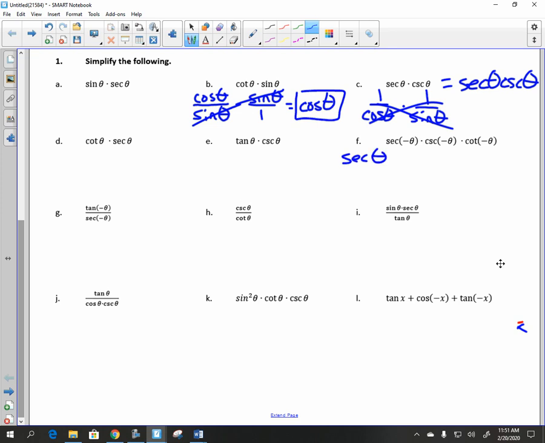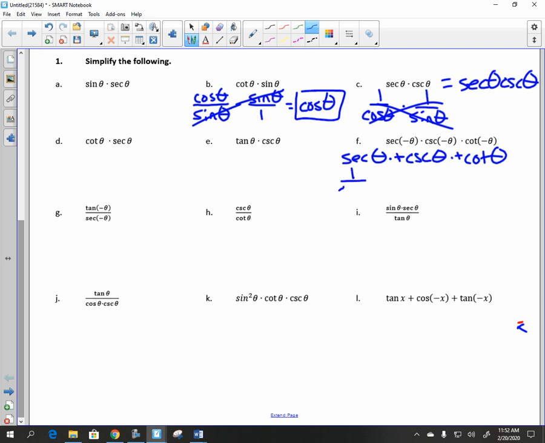Just goes away. What happens to cosecant of a negative? Goes out front. What happens to cotangent of a negative? Negative goes out front. So how many negatives do I have? So they can be positive or negative. Positive. So we handled our negatives, they're gone.